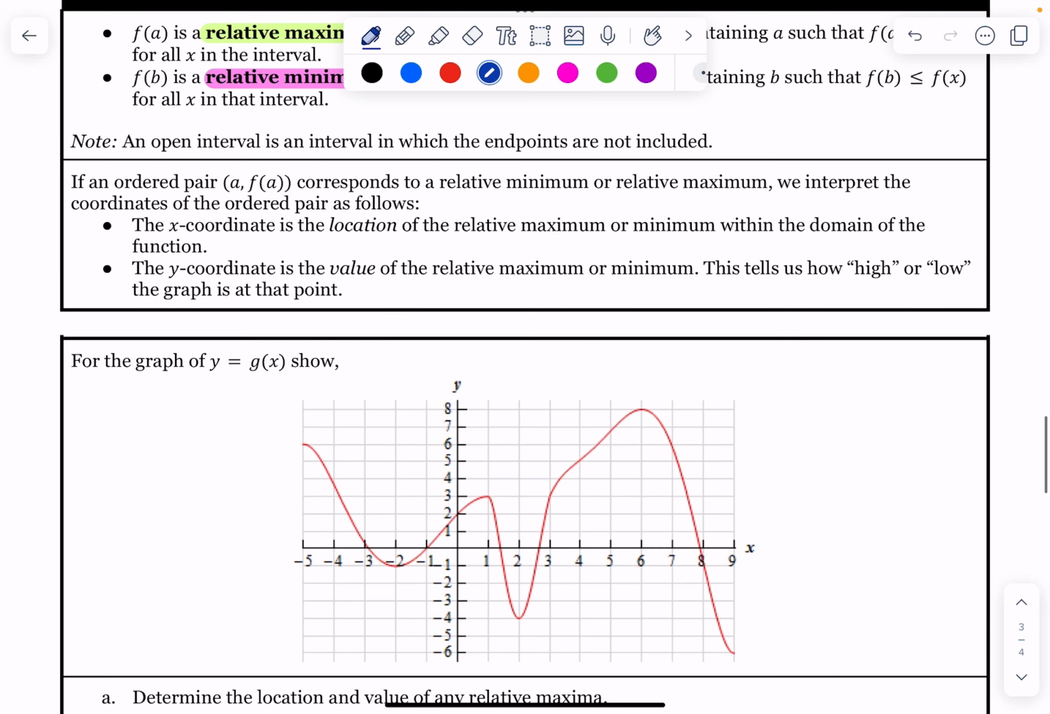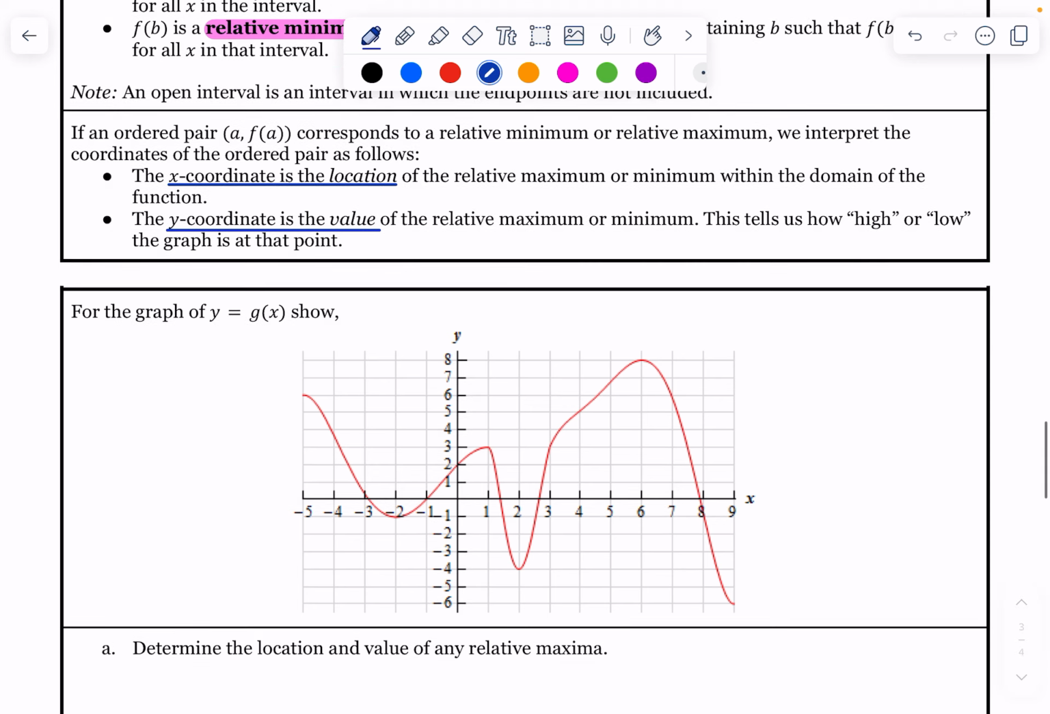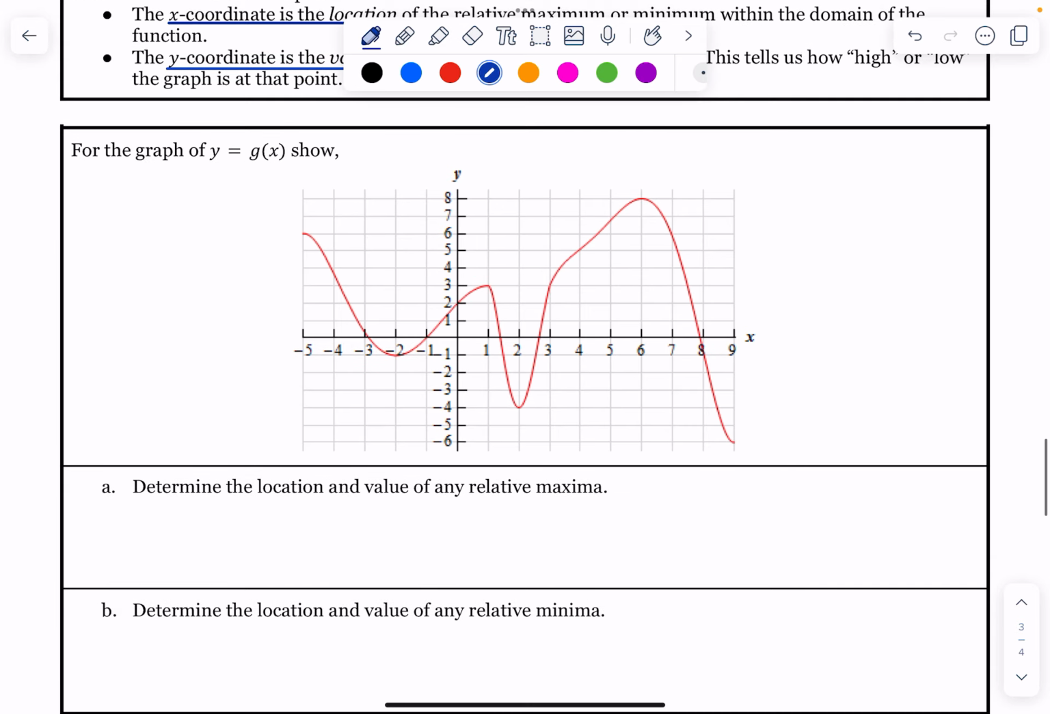Okay, if an ordered pair a and f of a corresponds to a relative minimum or a relative maximum, we interpret the coordinates of the ordered pair as follows. The x-coordinate is the location, so I'm going to underline that, of the relative maximum or minimum with the domain and the function. The y-coordinate is the value of the relative maximum or minimum. This tells us how high or low the graph is at that point. A lot of words, but it's really not hard.